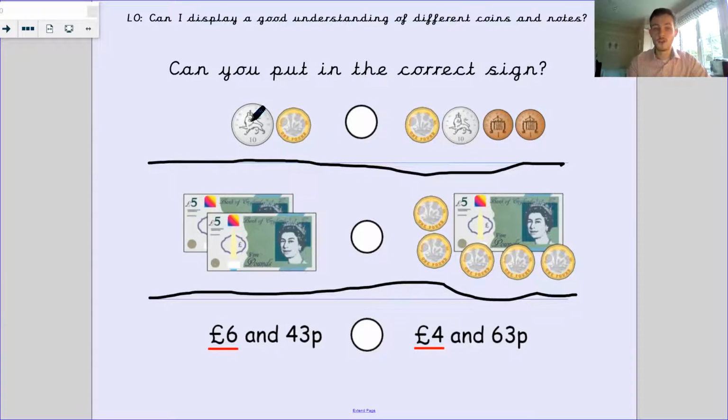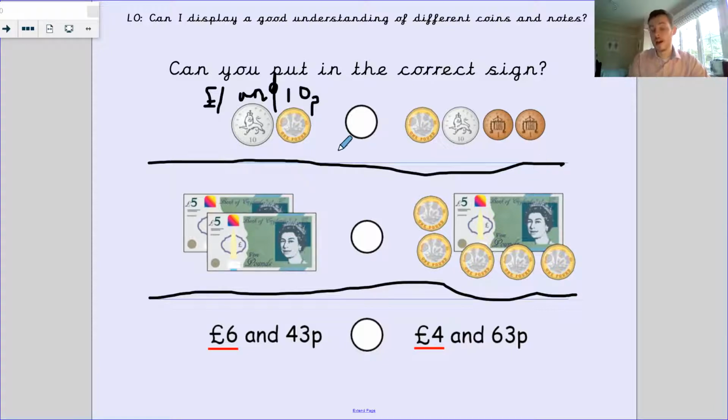So on this side, you have this coin and this coin. So you've got a £1 coin and a 10p. So you've got £1 and 10p. Oh dear, that is very poor, isn't it? Look at that, how silly. £1 and 10p. So on this side, you've got £1, 10p, 1 penny, and another penny.